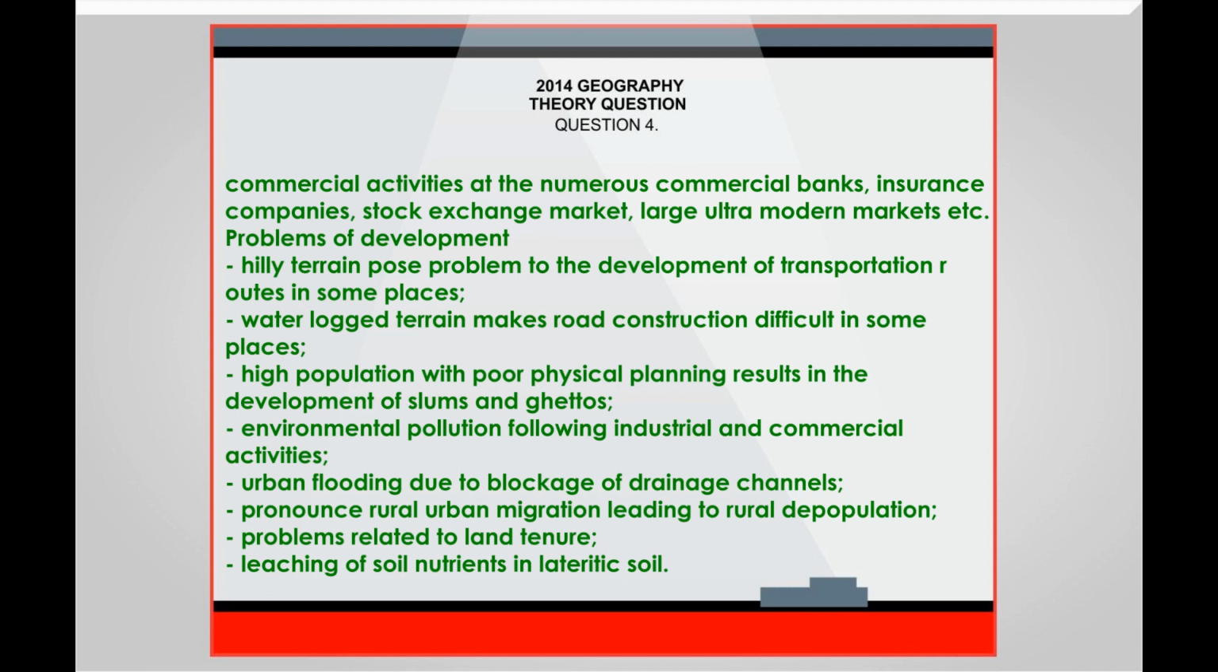Problems of development. Hilly terrain poses problems to the development of transportation routes in some places. Waterlogged terrain makes road construction difficult in some places. High population with poor physical planning results in the development of slums and ghettos. Environmental pollution following industrial and commercial activities. Urban flooding due to blockage of drainage channels. Pronounced rural-urban migration leading to rural depopulation. Problems related to land tenure, and leaching of soil nutrients leading to lateritic soil.